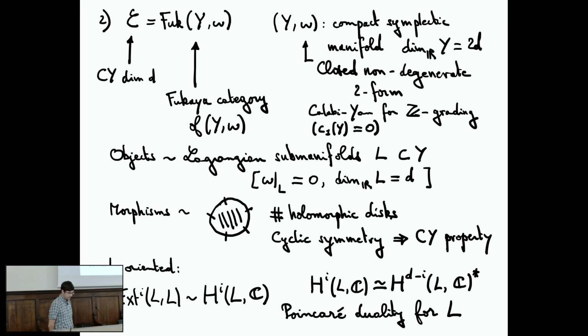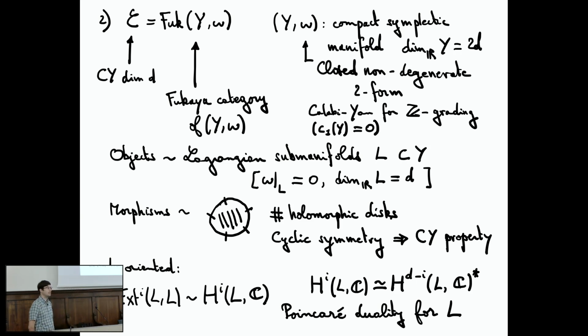Another reason I'm mentioning this example is that it will serve as some kind of motivation for some later discussion. So roughly, objects in this category are supposed to be related to Lagrangian submanifolds of Y. So if you have Y a symplectic manifold, a Lagrangian submanifold L in Y is a submanifold. And first of all, it should be isotropic, meaning if you take the symplectic form omega and restrict it to L, you should get 0.